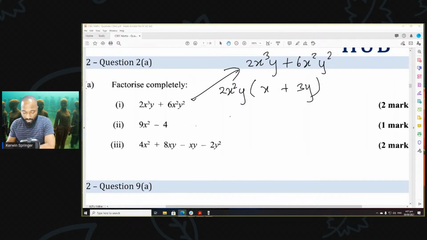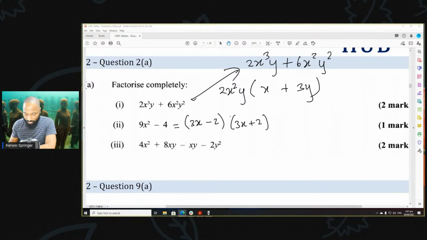Y'all understand? This is difference of two squares. There's nothing funny here. There's no common factors. So there's no case where you need to pull out a common factor first. So this is just straight up going to be 3x minus 2 and 3x plus 2.